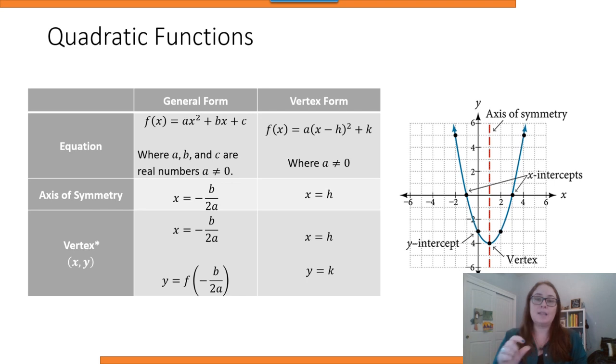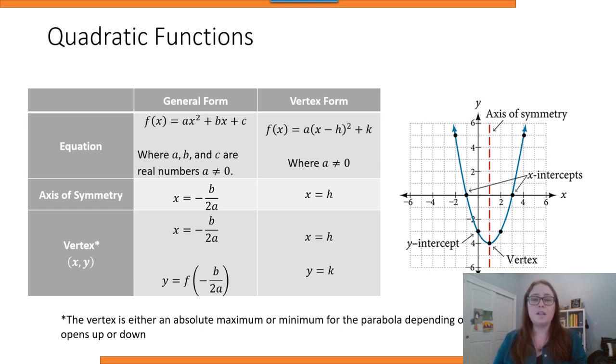Notice that it's a minus h in there. So if it's x plus something, then the negative of that number would be my axis of symmetry. So x is going to be equal to h. It's also the x coordinate of the vertex. And then the k that's hanging out at the end of the equation, that would be the y coordinate of the vertex. Okay, so these are the two different forms and the ways that you would find parts of the equation and the graph from those forms.